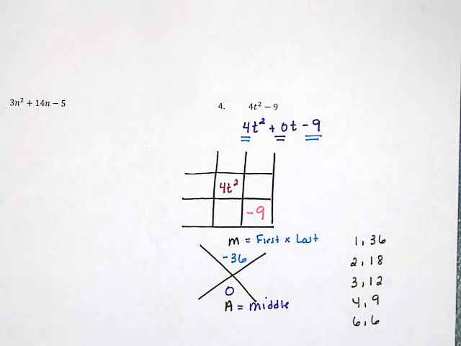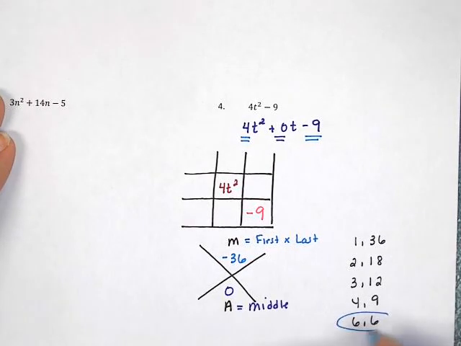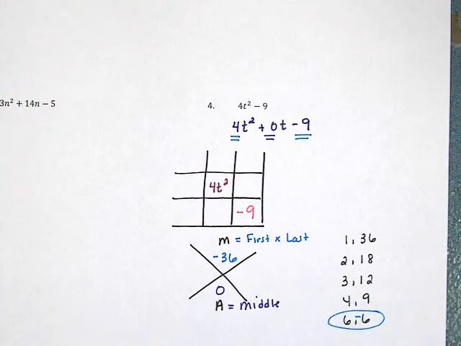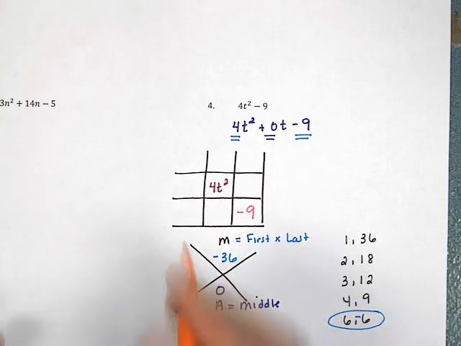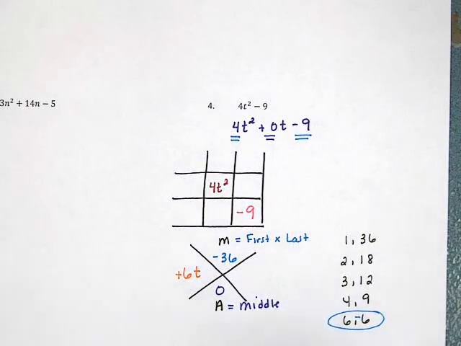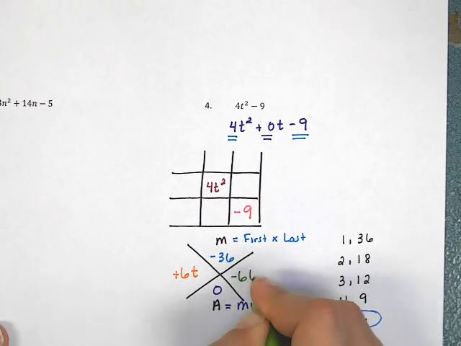From that list, the only numbers that will combine to make 0 are 6 and 6, but I would need to make one of those 6's negative, and it doesn't matter which one. Now, are you allowed to do that? Well, absolutely. So if you do 6 times negative 6, you would get negative 36. 6 plus negative 6 would be 0. Now I'm going to use those as the coefficients of my middle terms, the ones that I'm combining in the middle of the chart.